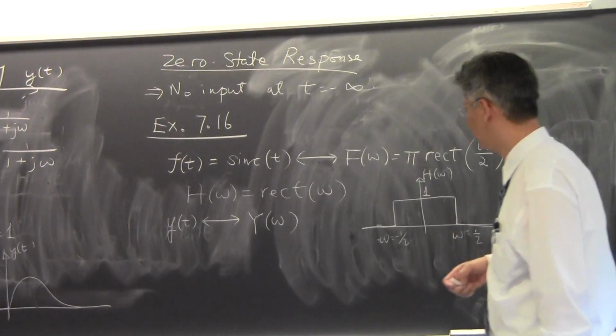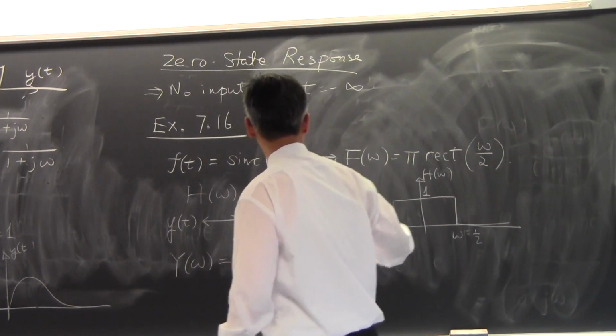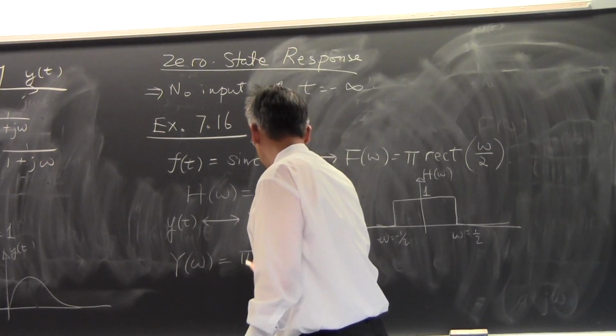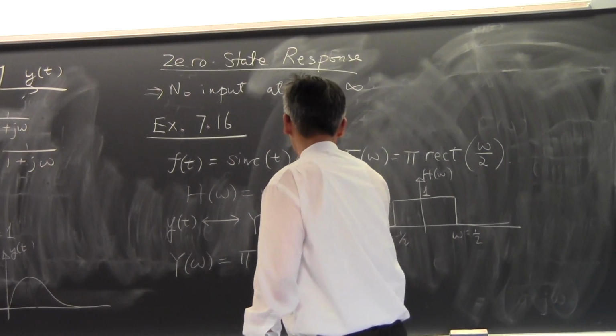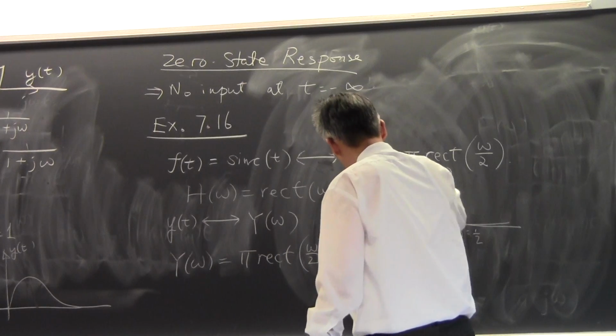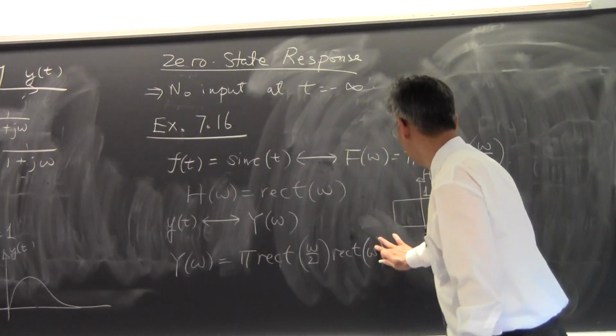Okay, f times h, and if you multiply f and h together, f is given by this, h is given by that, so you get pi rect of omega over 2 times rect of omega, okay?